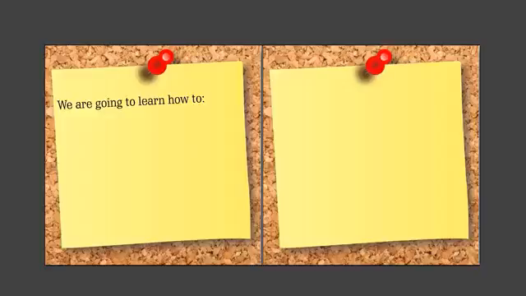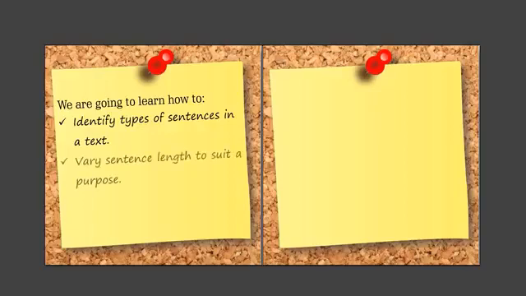Here are today's learning goals. In this lesson, we're going to learn how to identify the types of sentences from a given text. We'll learn how sentences can vary in length to suit the purpose of our writing. And we're going to learn how to begin sentences in 8 different ways.